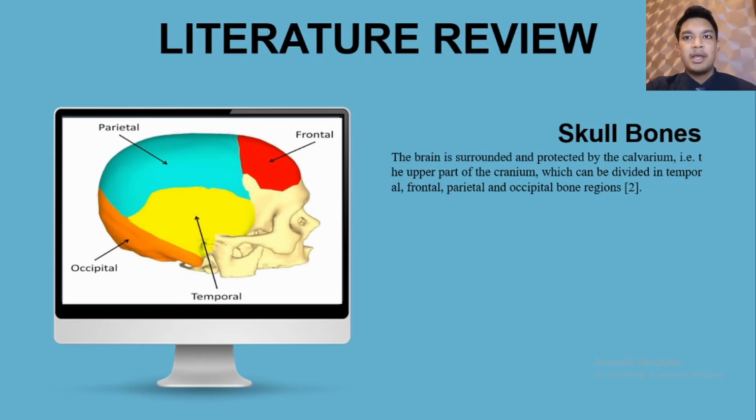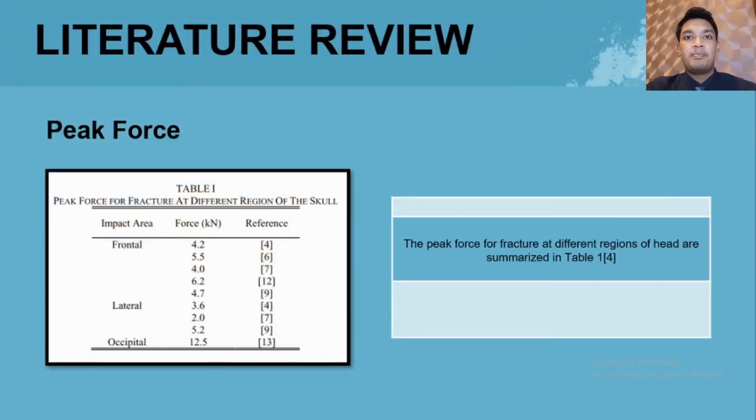Skull bones. The brain is rounded and protected by the calvarium, which is the upper part of the cranium, and can be divided into regions. Peak force. The inertia characteristics of the head and the surface impact determine the impact force. The table shows the impact force for fracture at different regions by drop test. The peak force is averaging at 4 to 5 kN.